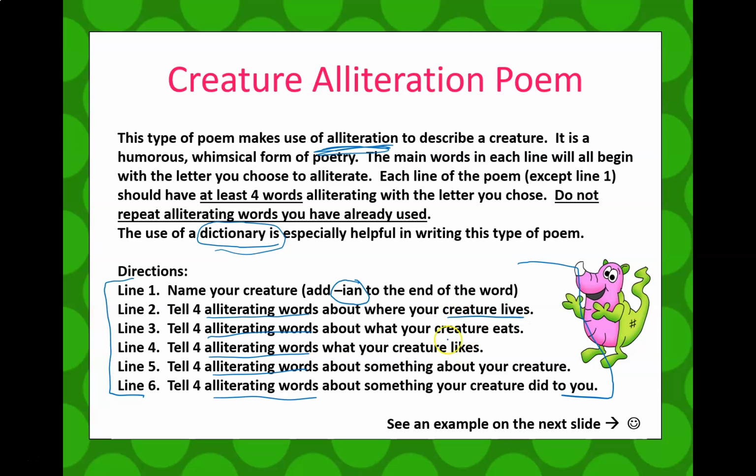So the very second line wants to know where your creature lives. Then it wants to know what your creature eats. Then it wants to know what he likes, or her. And then it just says something about your creature, and then it says something about what your creature did to you. So again, don't worry about memorizing this or anything. You'll have it in front of you, no problem.